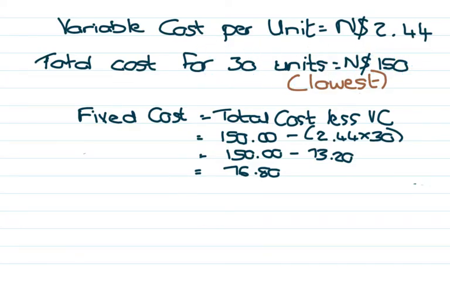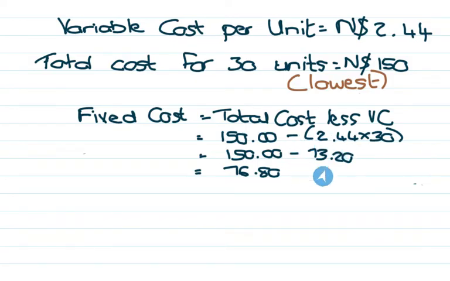This was the lowest level. All right, so fixed cost is then my total cost less my variable cost. Total cost I have, it's the 150. That was according to my table, less. Now I will calculate my total variable cost for 30 units. So it's $2.44, that was my variable cost per unit, times 30 units. And that will give me 73.20.